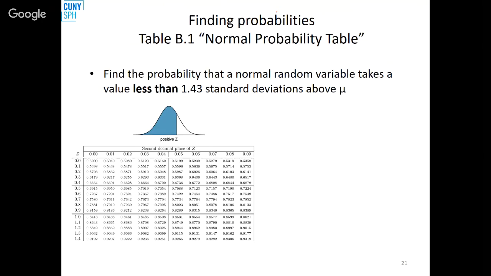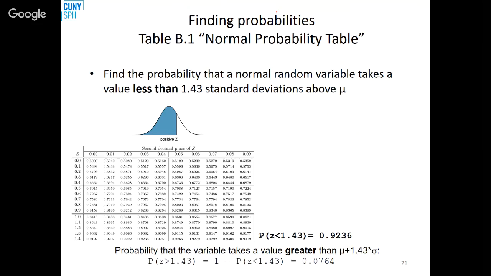How about the probability that it takes a value greater than 1.43 standard deviations above the mean? Well, we can just go 1 minus that previous answer, so 1 minus 0.9236 is 0.0764.